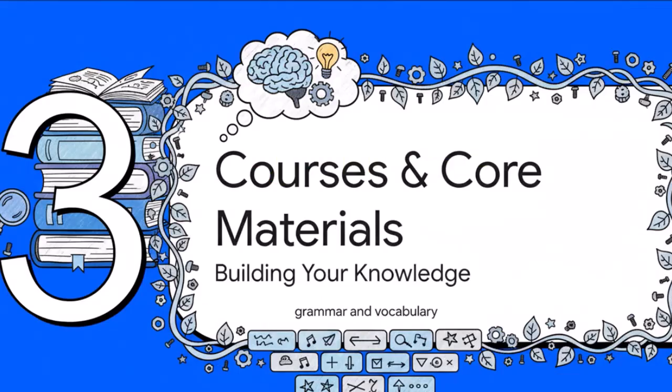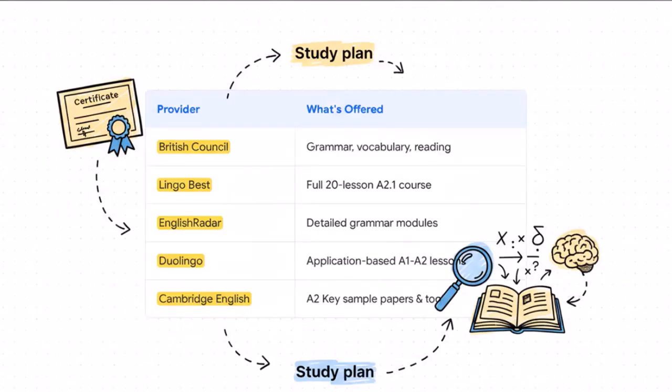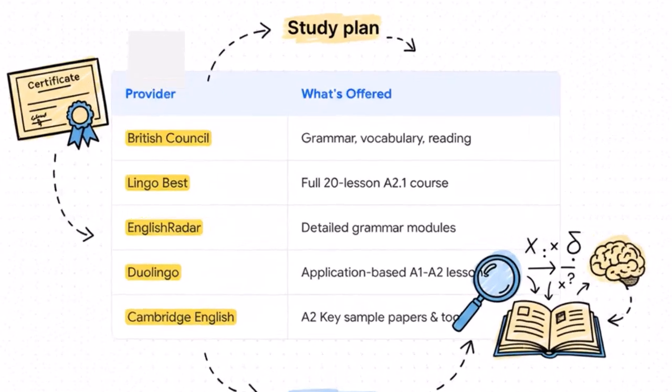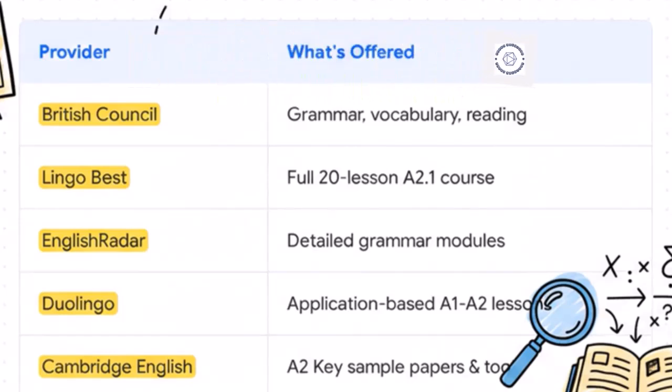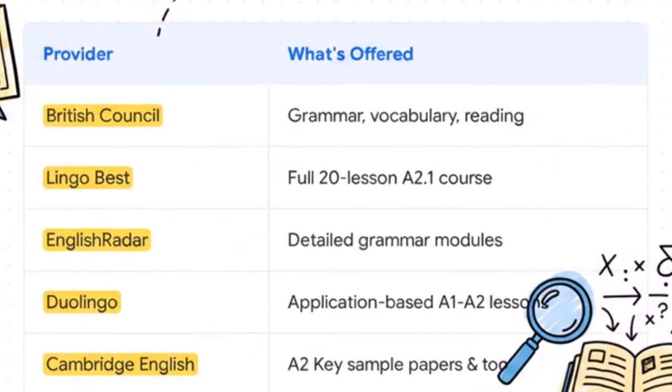Okay, videos are great for listening. But what about the nuts and bolts of the language? Let's talk about the courses and materials you need to build a really strong foundation in grammar and vocabulary. And again, the amount of free support here is just incredible. LingoBest offers a full 20-lesson course that even gives you a certificate. Or if you want to zero in on grammar, you've got English Radar. And, of course, there's Duolingo and sample papers from Cambridge. Seriously, these resources are going to be the backbone of your whole study plan.